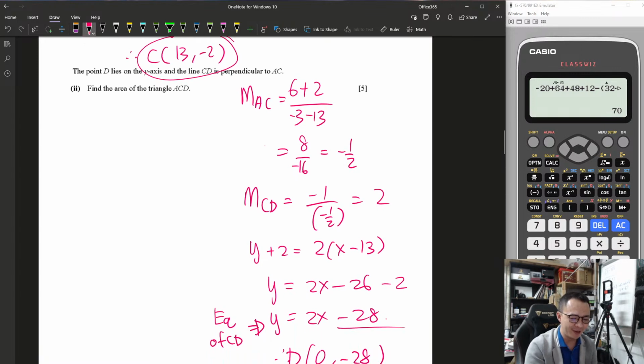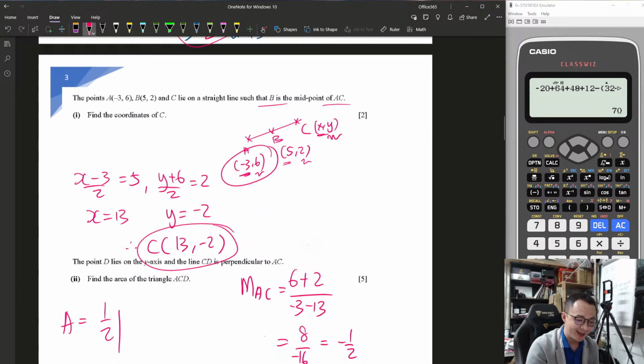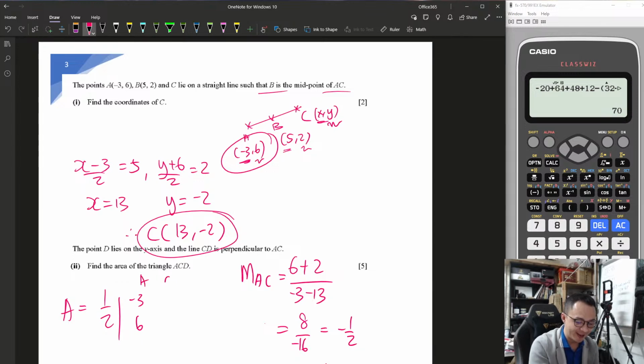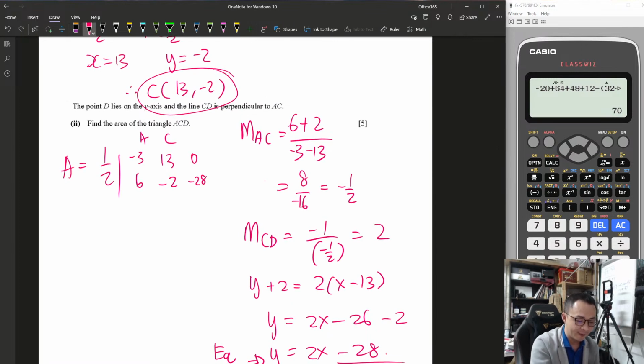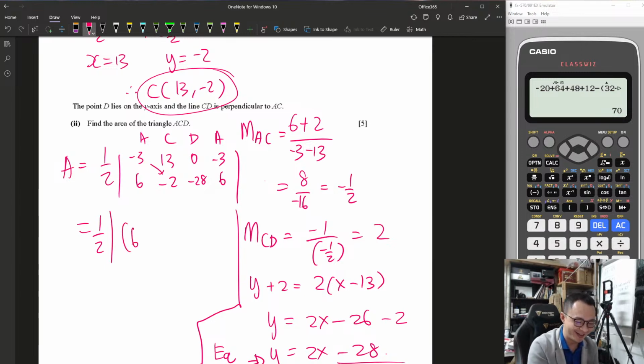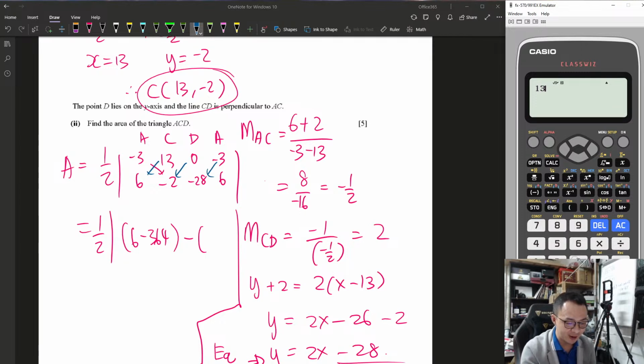After I got the coordinate of D, I want to find the area. So I will just do 1 over 2. Coordinate A is negative 3, 6. Coordinate C is 13, negative 2. Coordinate D is 0, negative 28. Repeat the first one, negative 3, 6. Now let's solve it. We multiply: 13 times negative 28 is negative 364. Then 0, ignore. Then the opposite direction, multiply like this: 13 times 6 is 78. 0, ignore. Negative 3 times negative 28 is plus 84.